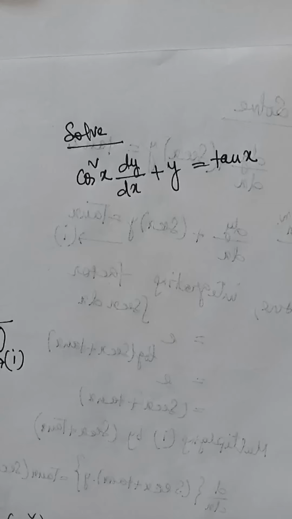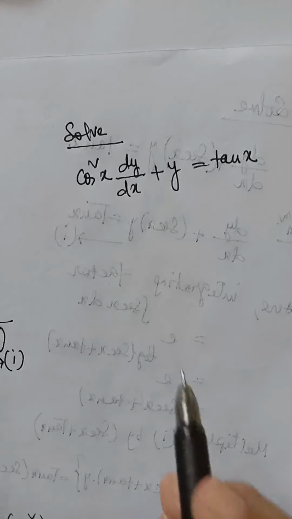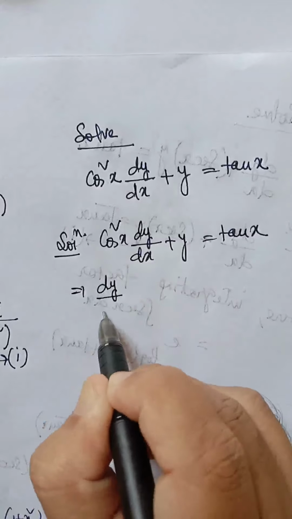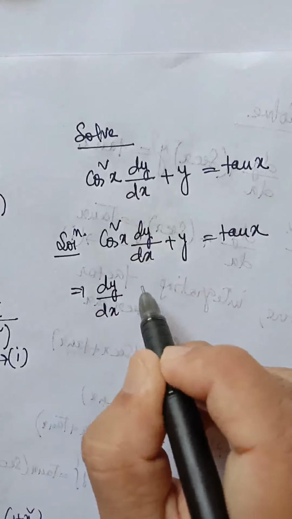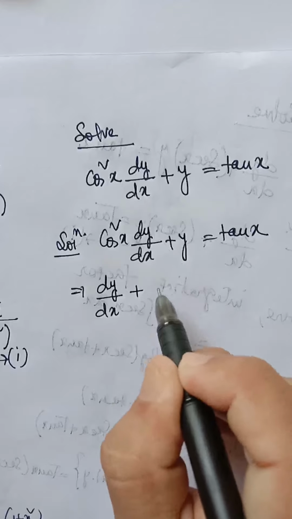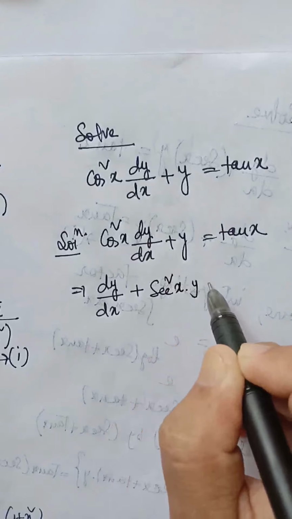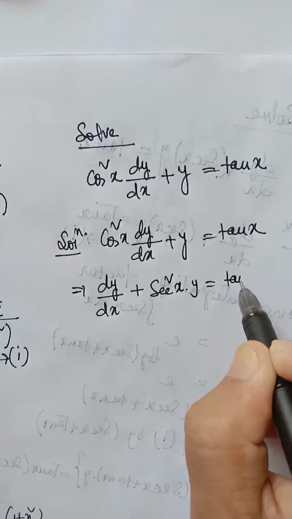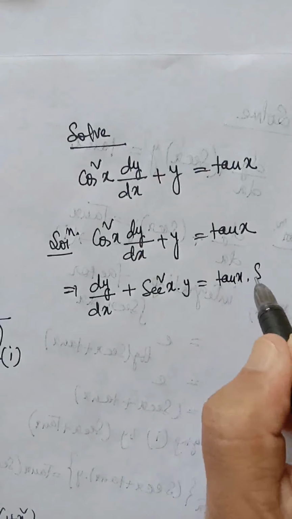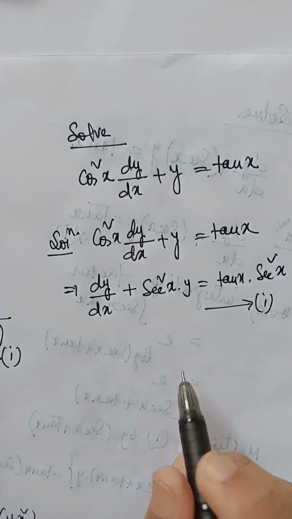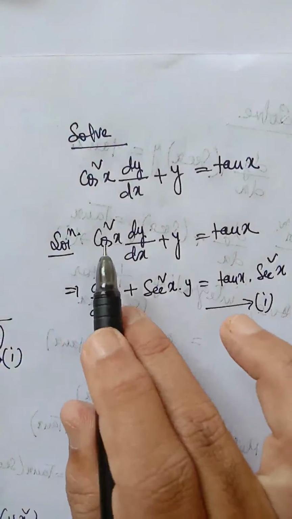Next question is to solve the differential equation cos square x into dy dx plus y equal to tan x. Now our first step is to divide both the sides by cos square x. So if we divide both the sides by cos square x, this will become dy by dx plus sec square x into y equal to tan x into 1 by cos square, which is sec square x. This is our number 1. First step, I divided both the sides by cos square x.